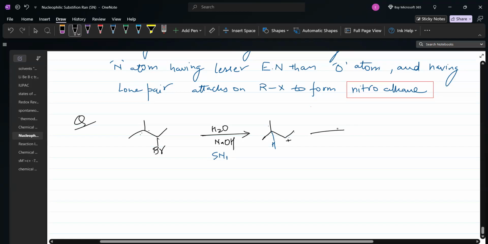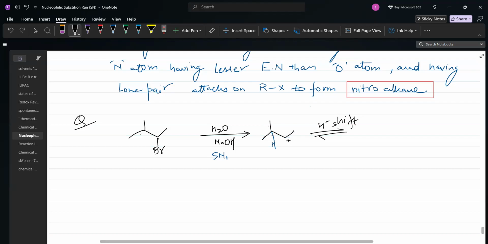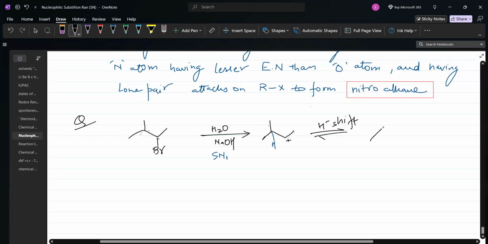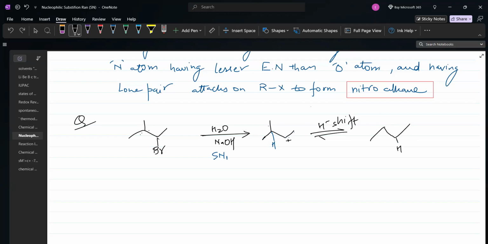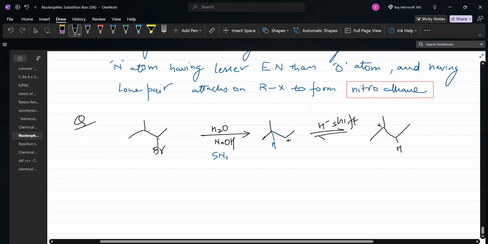There will be a hydride shift. Okay, H minus will shift. So it will shift here. Okay, and in this exchange, positive charge will shift here. Hydrogen will come here, and this positive charge will shift here. The positive charge will shift to this carbon.